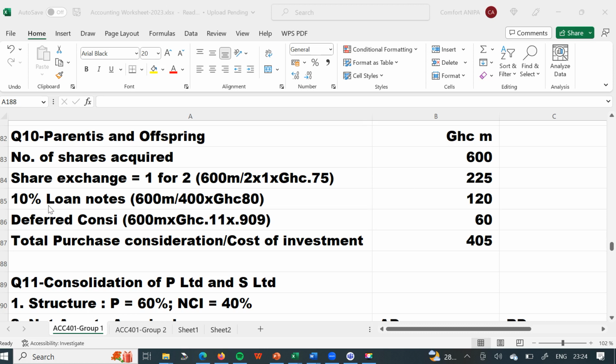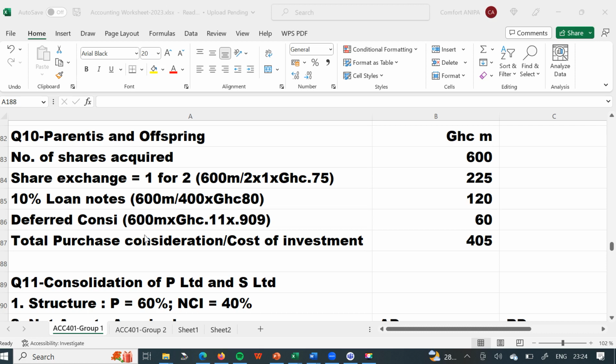And then the 10% loan notes, you take the 600 million divided by 400 times 80 Ghana Cedi. That's the loan they issued, and that will give you 120 million. All these figures, please take your calculator and punch, and make sure you are getting the same figures. Practice how to get your figures.